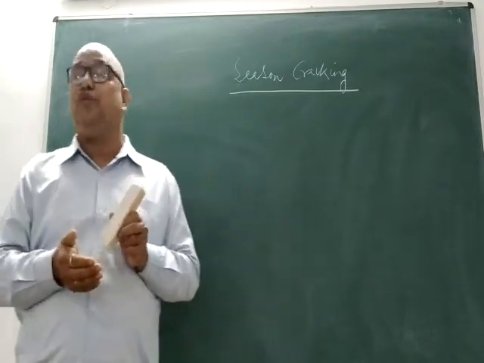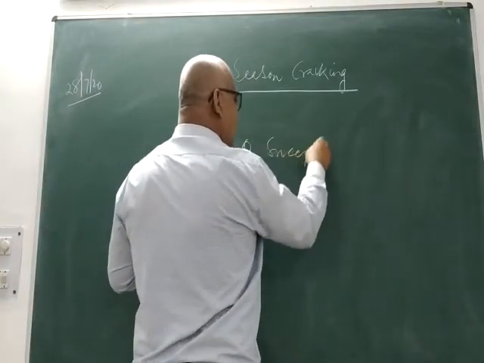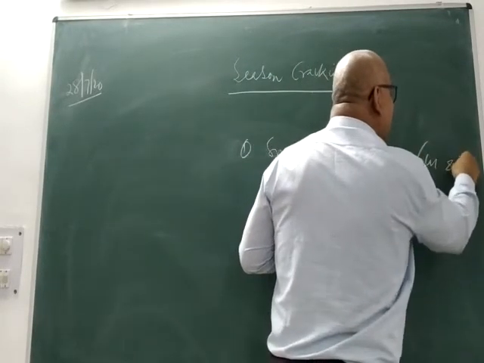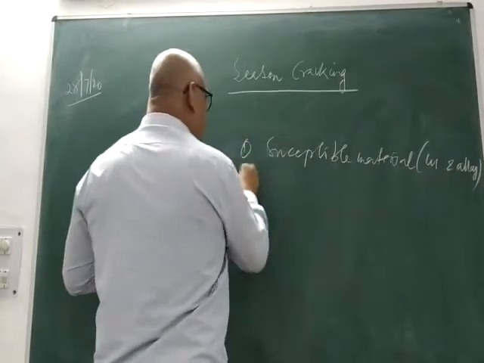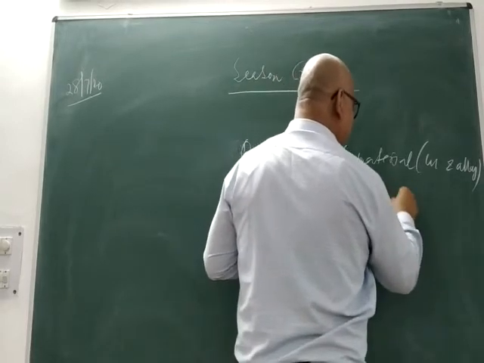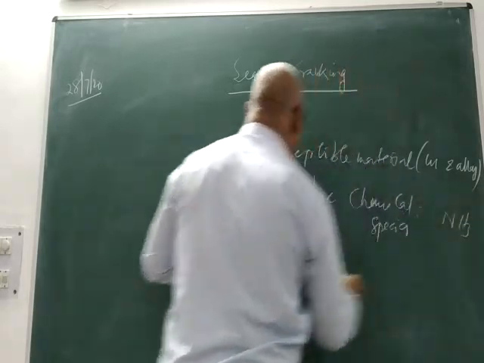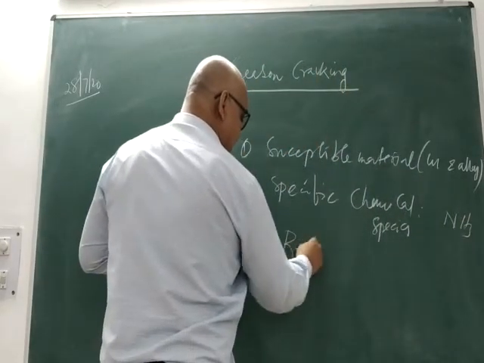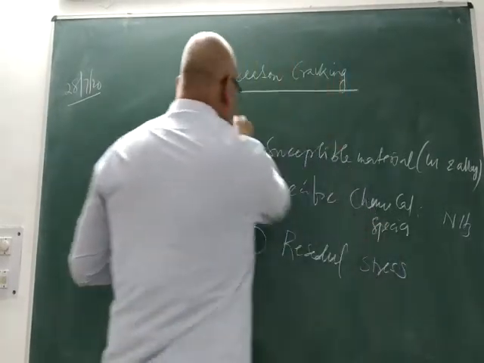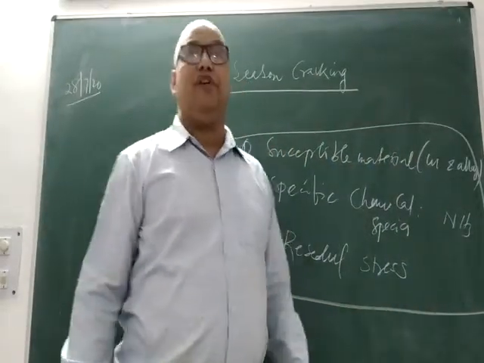For this kind of corrosion to take place, there are three essentials. Number one, a susceptible material, and here it will be, as you know, copper and its alloys. Number two will be a specific chemical species. Here it is ammonia, I have told you. And number three will be residual stress. These three are the essential components required for season cracking.